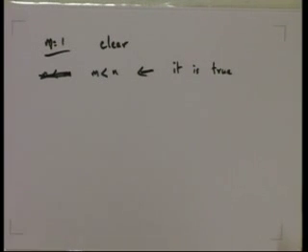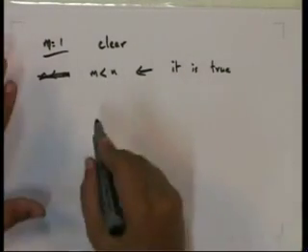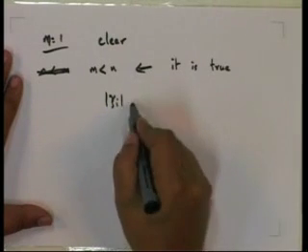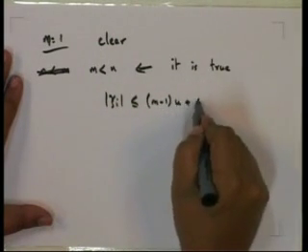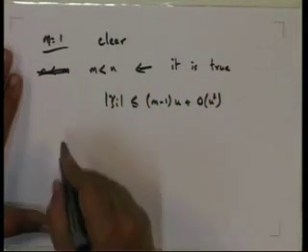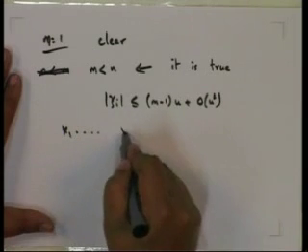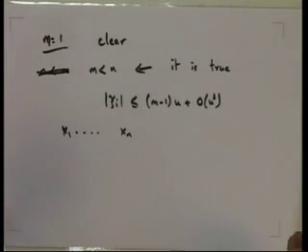That means if you are adding m numbers, and this is a number which is less than n, then the gamma I is going to be less than m minus 1 times u plus order u squared. And you wanted to add x1 up to xn. So you have done some additions. Now you have to do the last addition, which will give you the complete result.